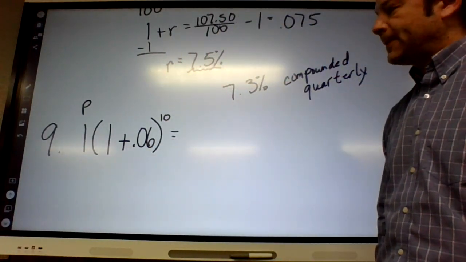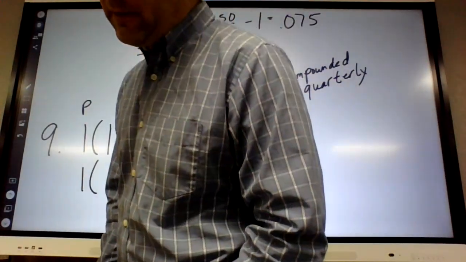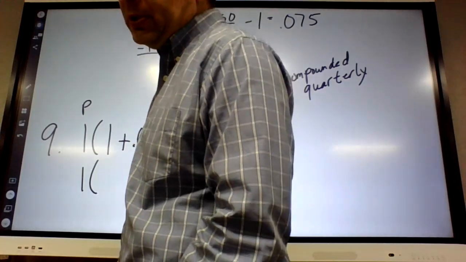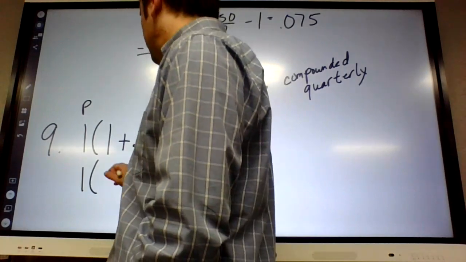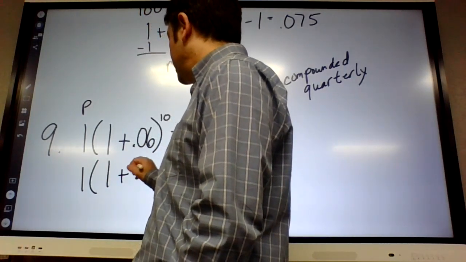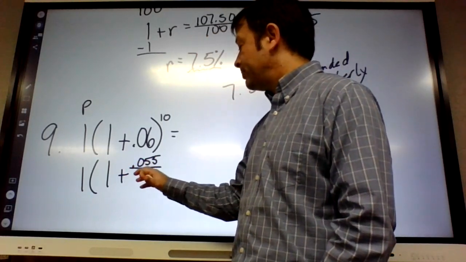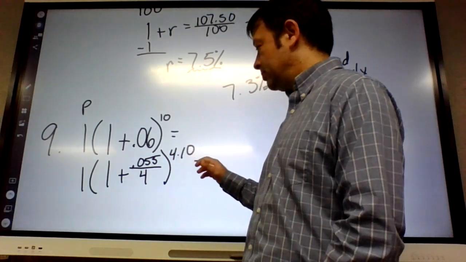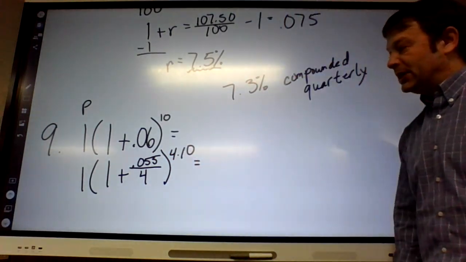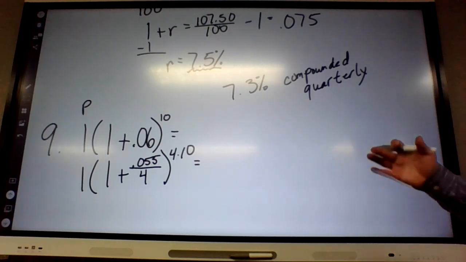Okay, that's plan A. Plan B, we're getting 5.5% compounded quarterly. So 0.055, gotta move the decimal twice, 5.5, compounded quarterly. Okay, which do you think will make us more money? Okay, let's find out, you gotta plug it in.